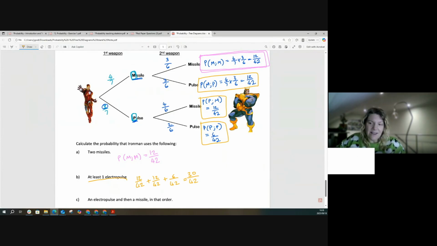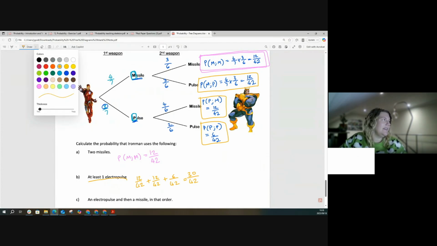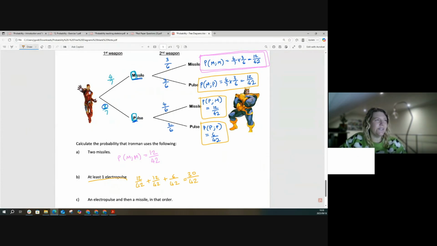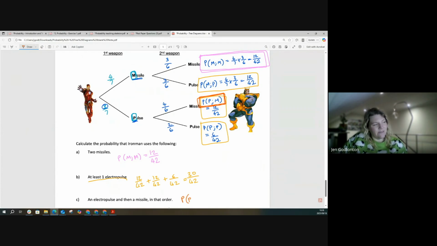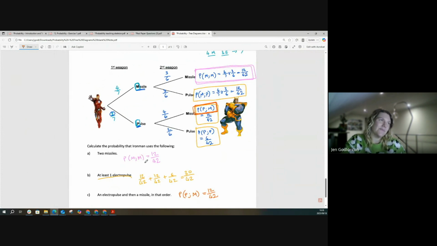And then the last one is saying an electro pulse and then a missile in that order. So we first need a P and then we need an M. So that's only going to be this one over here. So that means the probability of getting a pulse and then a missile is going to be 12/42. And that is a tree diagram without replacement.